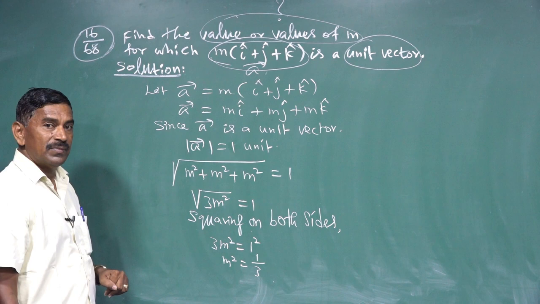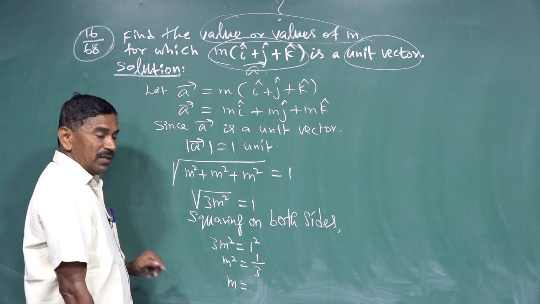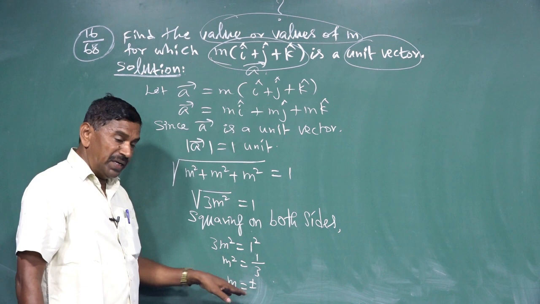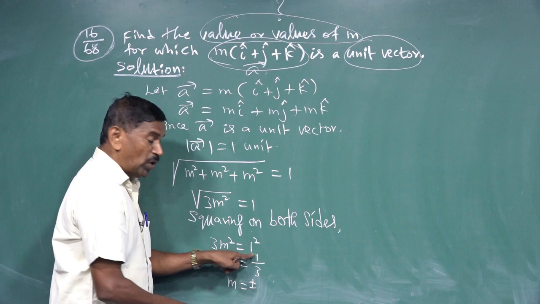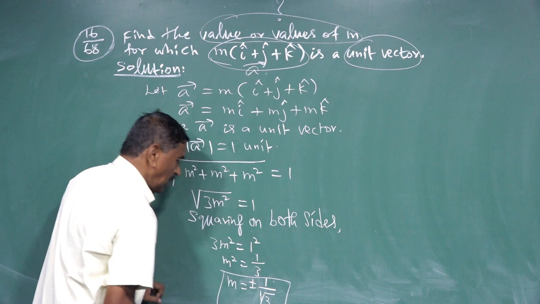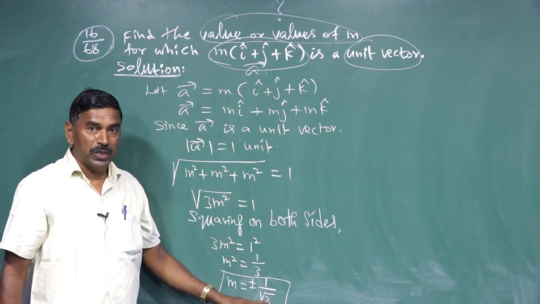m square equal to 1 by 3. Therefore, m is equal to plus or minus square root of 1 by 3. Then the square root of 1 equal to 1, divided by square root of 3, root 3. So which is the required answer? Therefore, the values of m are plus or minus 1 by root 3. Hence the answer.